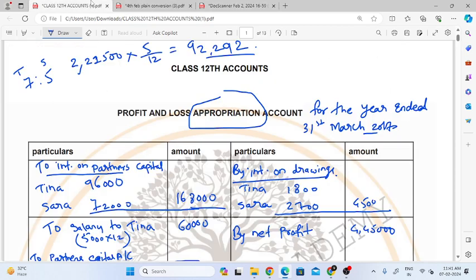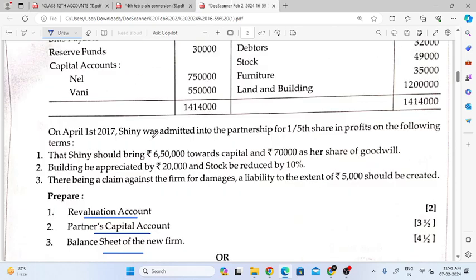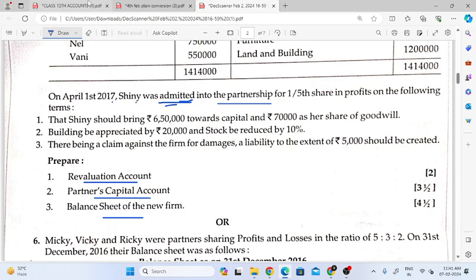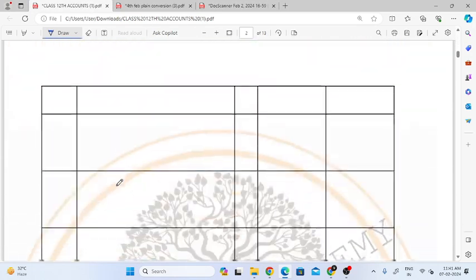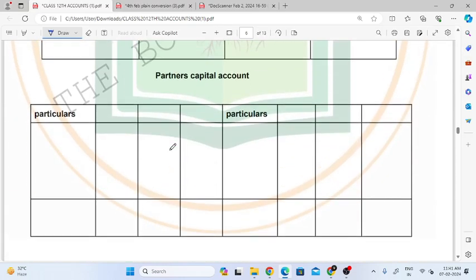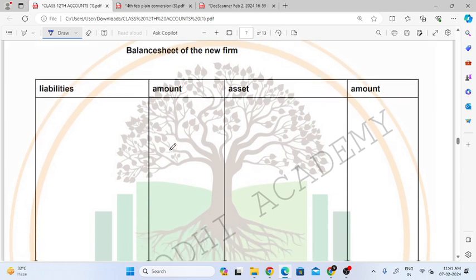What you have to remember with regards to this is you have to see what kind of question it is, whether it is admission, retirement or death. Here they have mentioned it is admission. So on 1st April 2017, Shiny was admitted into the partnership for a 1/5 share in profit on the following terms. They told us to prepare revaluation account, partners' capital account and balance sheet. Whenever they tell us like this, you have to prepare all three together: the revaluation account, the partners' capital account and the balance sheet of the firm.